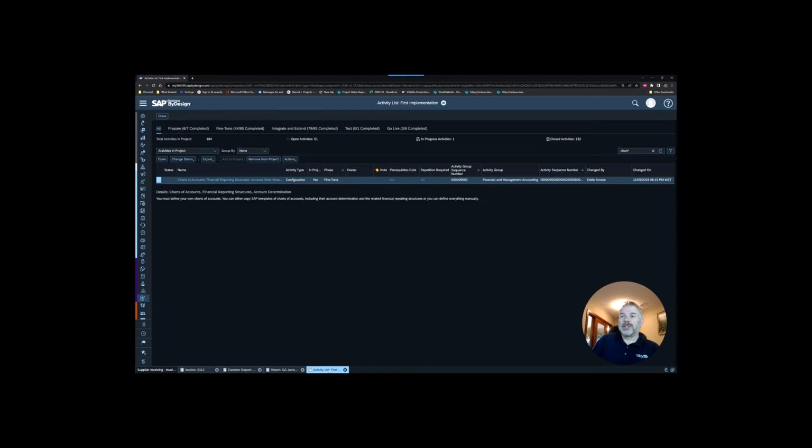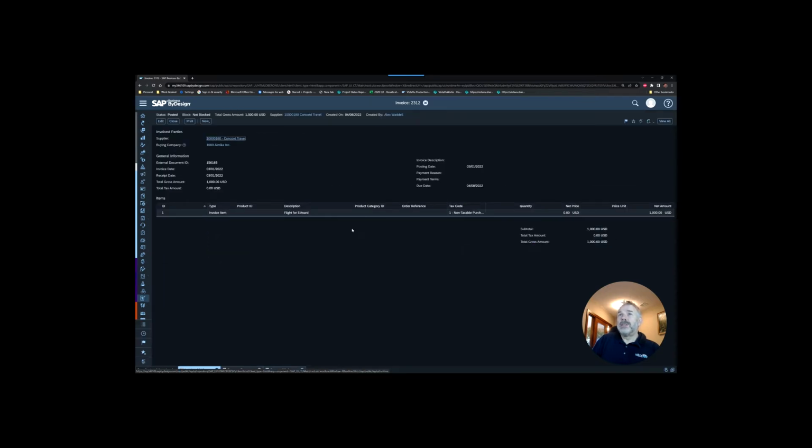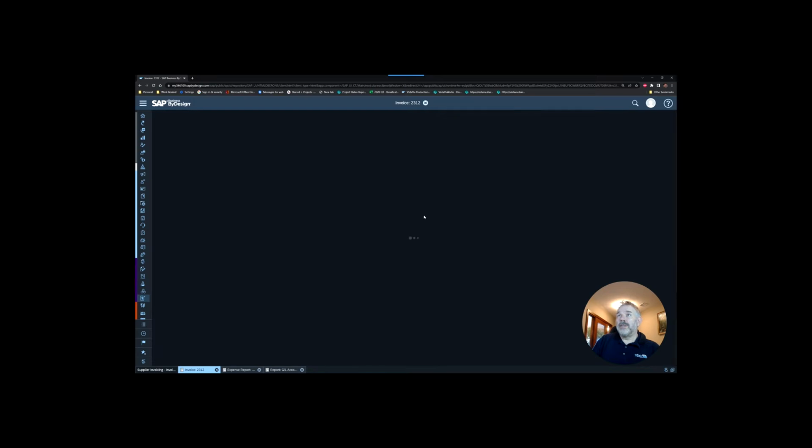Now let's look at a transaction where this was in play. So let's start out with a supplier invoice. I created a supplier invoice back on March 1st, and we knew that Edward had to travel, so the company went ahead and paid for his flight. They paid Concorde Travel $1,000. And if we look at this invoice, we could actually drill down on it a little bit.